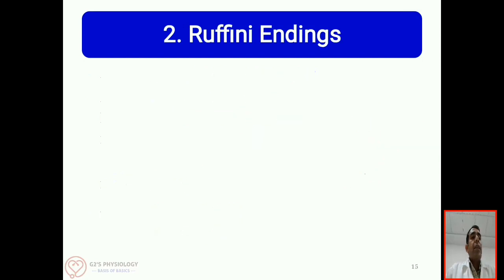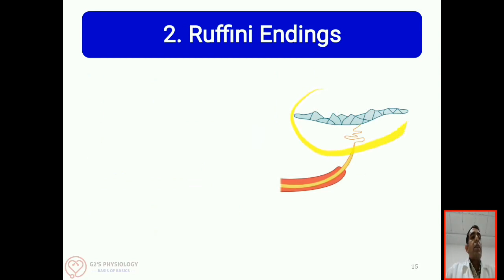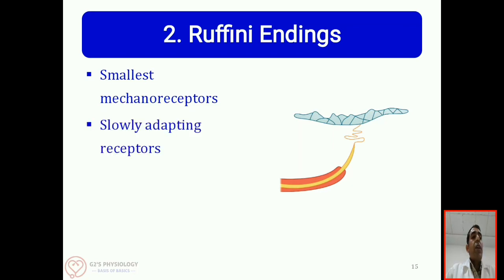Next जो आएगा expanded ending, it is the Ruffini endings. Again see, these are the expanded endings, and it is the smallest one. जो first वाला था, that is the most superficial. This is the smallest one. These are slowly adapting.